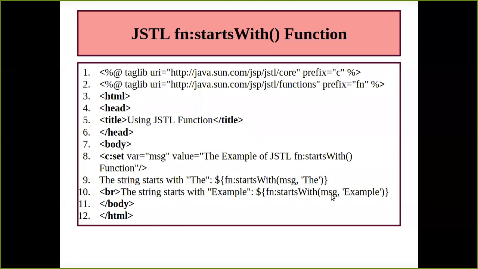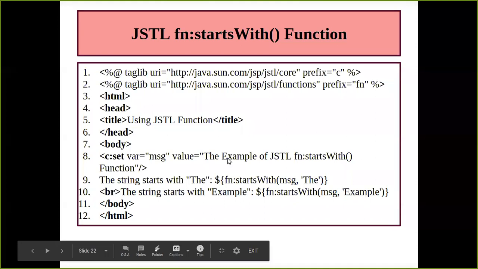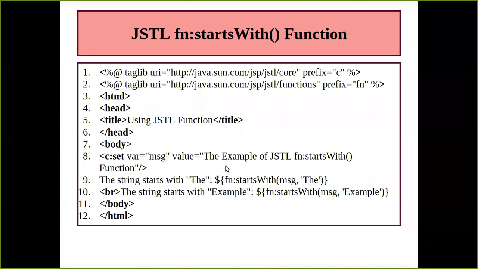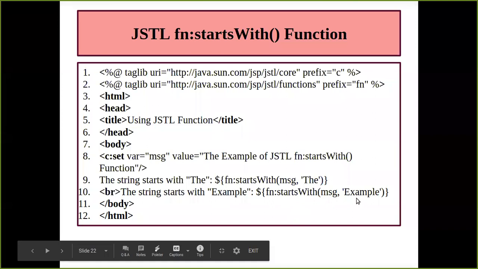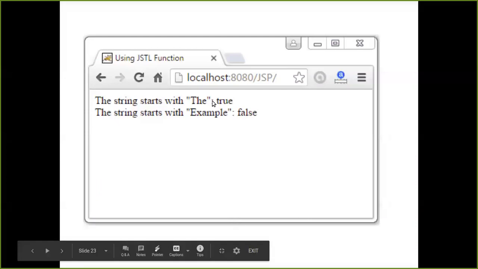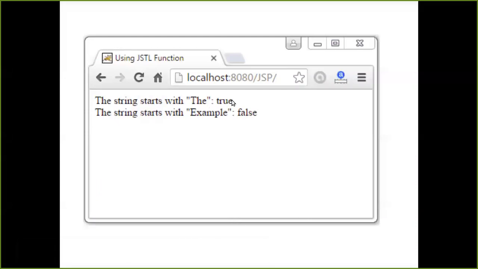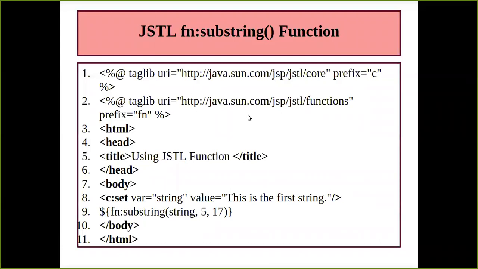So I'm just saying please check whether the value "example" is the starting word in the given string value. Is it the starting value? It is not, it is the second word. The starting word was "the". So you're going to get true for your first statement, the function you have created, and for the second one you're going to get false. Fine. I hope you have understood this startsWith function. If you can see the output here, the string starts with "the", so it gives the answer true, and the next one is false.